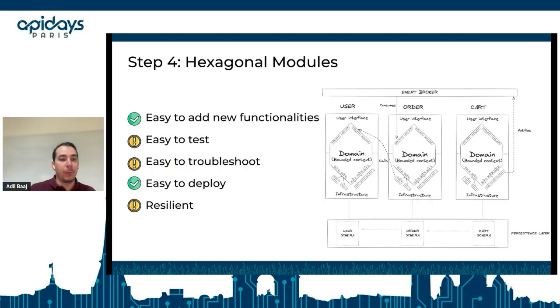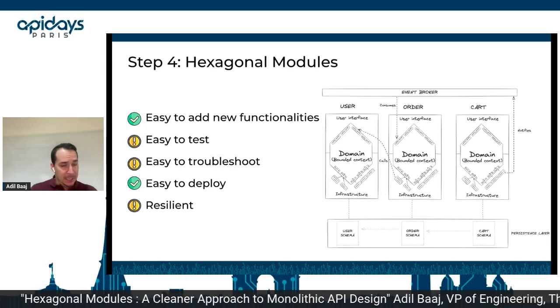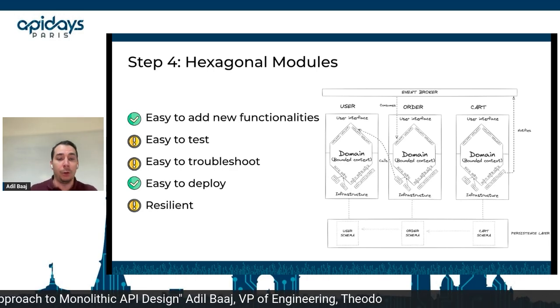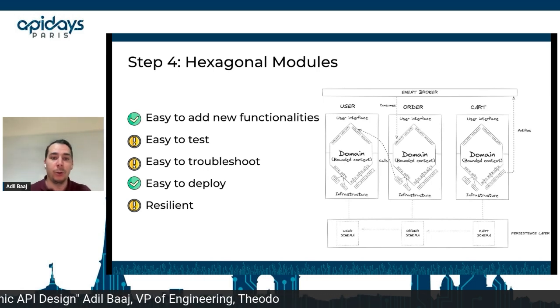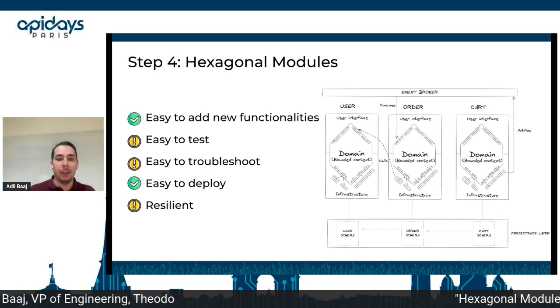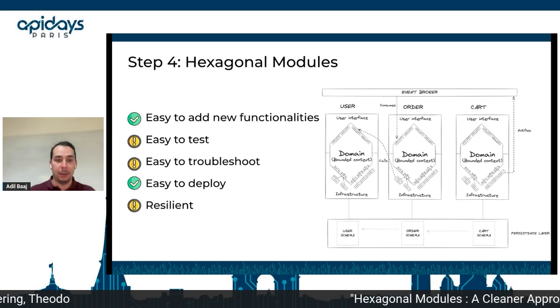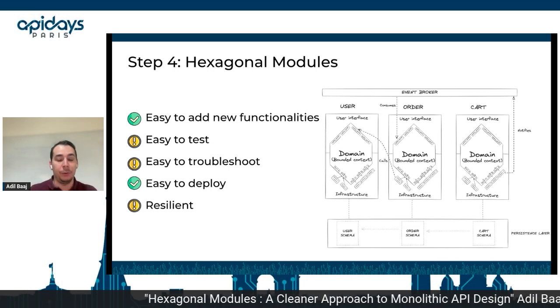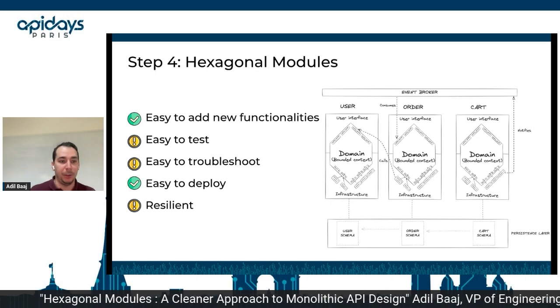So this is what I like to call hexagonal modules. It's some kind of way to achieve the best of both worlds between the plain monolith and the microservices architecture. And let's say tomorrow you want to isolate or move one of these modules to a microservice. This kind of architecture definitely helps you to do so, since from the beginning it helps you to decouple all the logic of your module from the rest of the application.